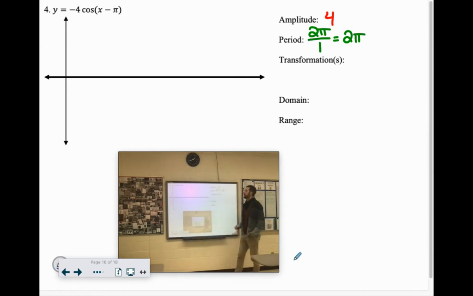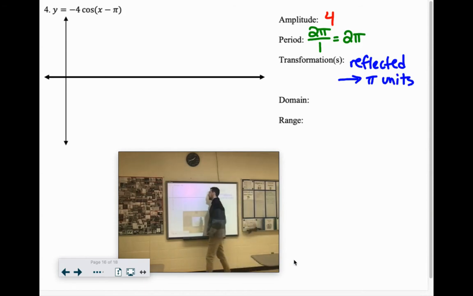Transformations, let's see what we got. Well, the negative in front means it's reflected over the x-axis. The minus pi with the x is a horizontal shift, so it's going to shift to the right pi units.